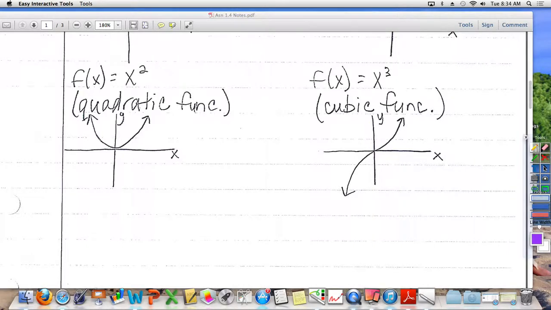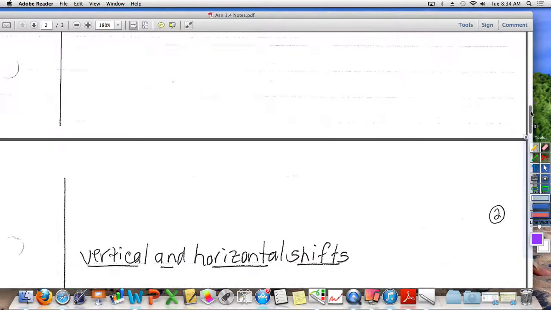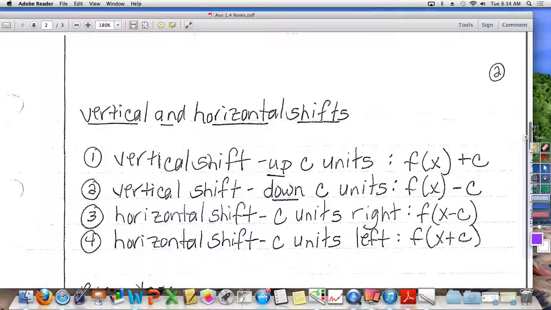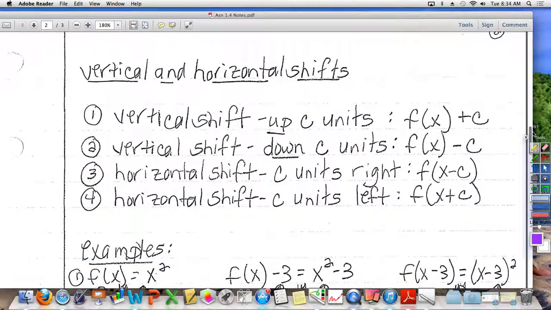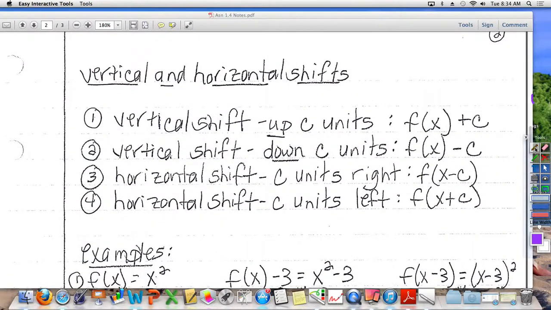All right. Next page, page 2. Vertical and horizontal shifts. Some of this is going to be kind of review. Some of it might be new. All right, a vertical shift. If you move something up c units, all you need to do is take the value of the function, then you add c to it. F of x plus c, that's going to move it up.